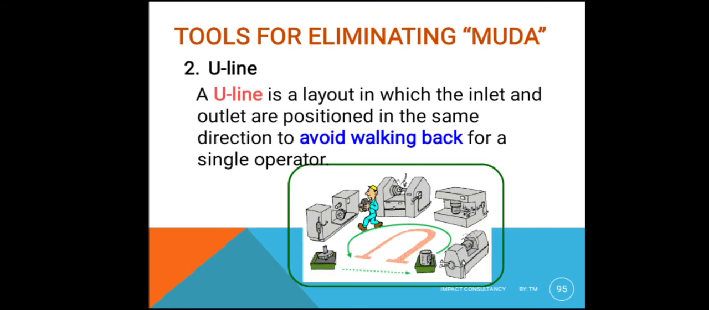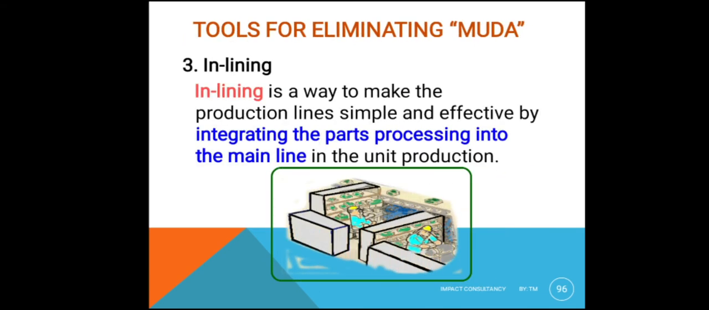U-line is like this, creating the layout like a U shape. Then the inputs will come in the front line and they will go one direction and they will out. It will minimize Muda of transportation and also Muda of movement. So avoid walking. U-line is a layout in which the inlet and outlet are positioned in the same direction to avoid walking back for a single operation. So one direction it will be.